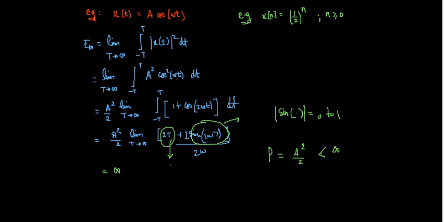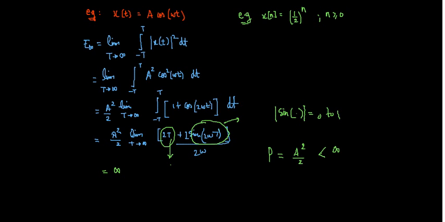Power divided by 2T, he has considered 2T plus 1. For sin omega t by omega t, T tends to infinity, that's what I was saying. Energy is infinite, power is A square by 2.